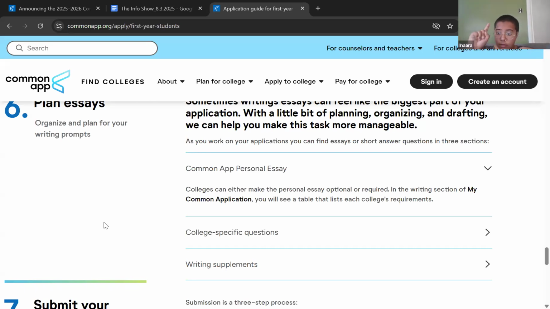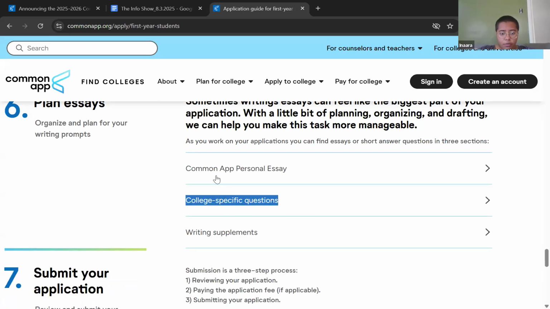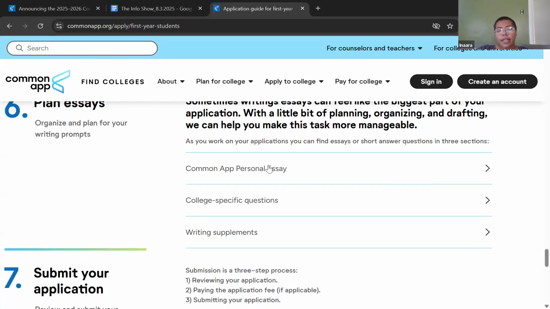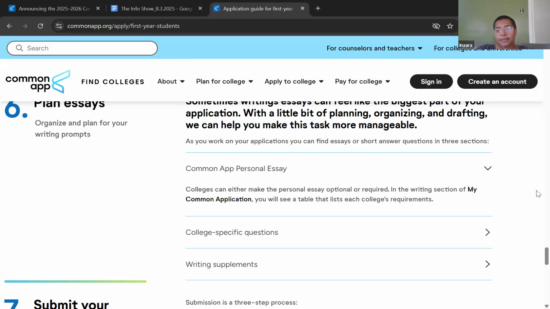So this is great because I'm noticing it says colleges can make the personal essay optional or required. It's required. Write the essay. Is anything optional without this personal essay? Nope. Write the essay.